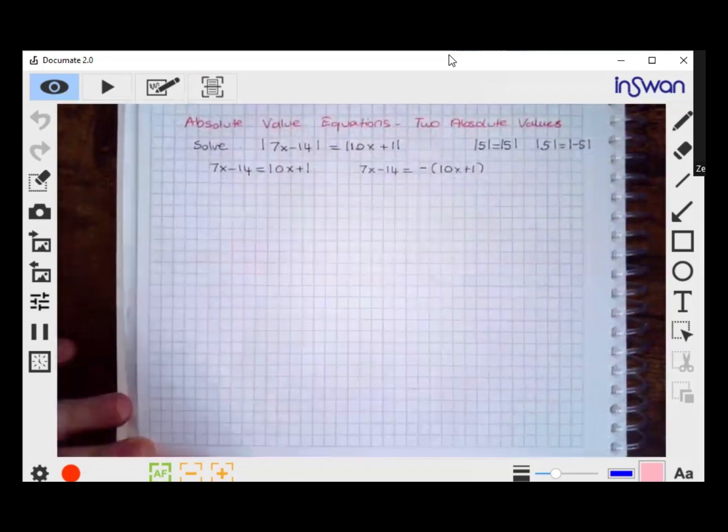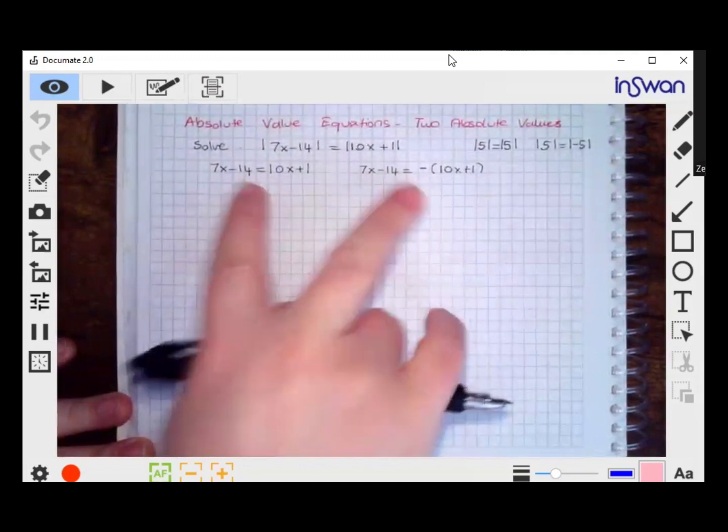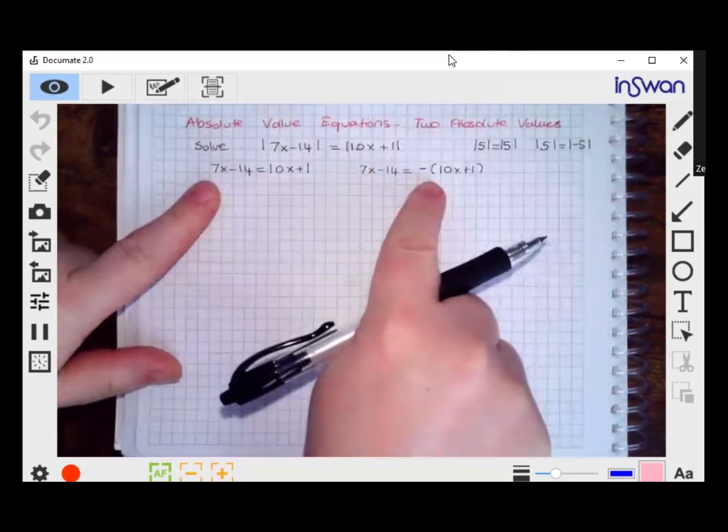And then we will solve these equations. Realize that we don't have absolute values anymore. Now these are two linear equations.